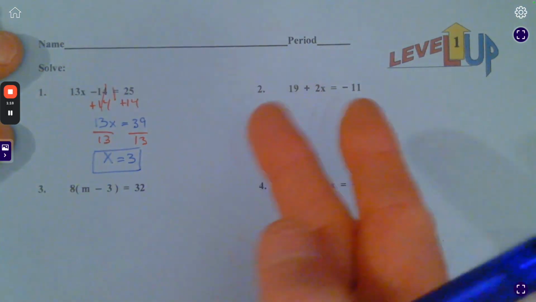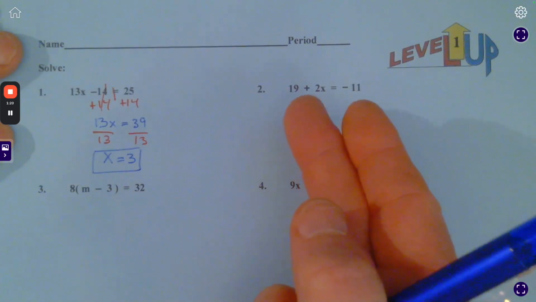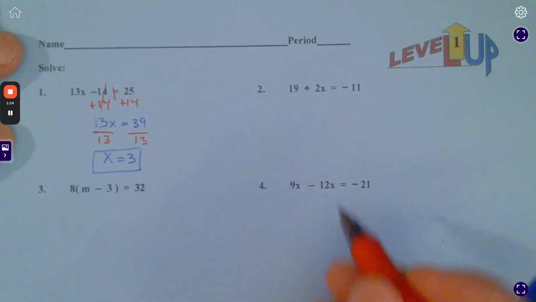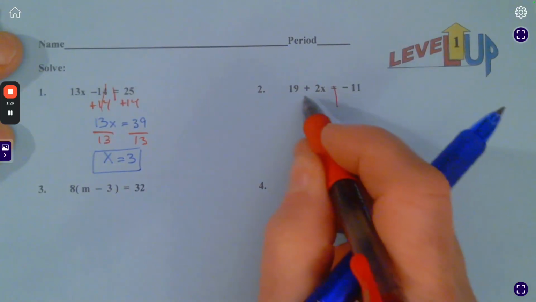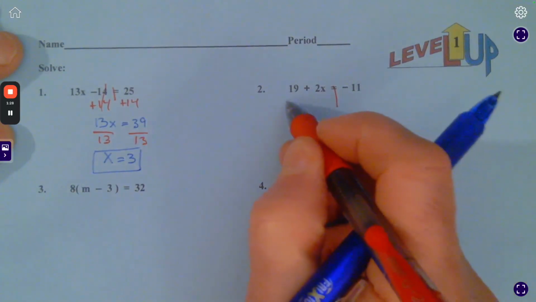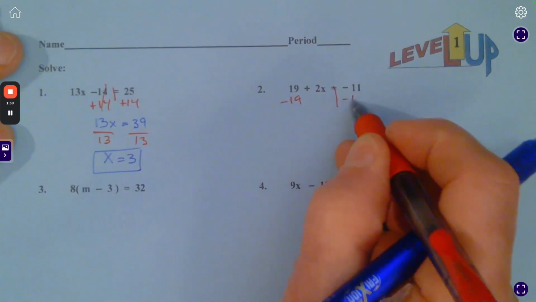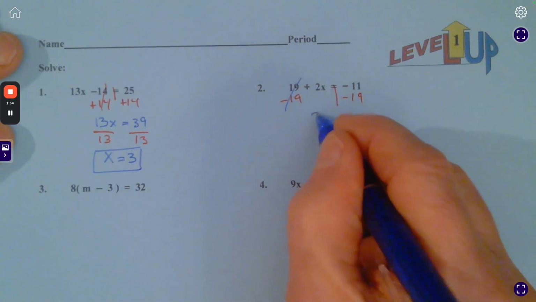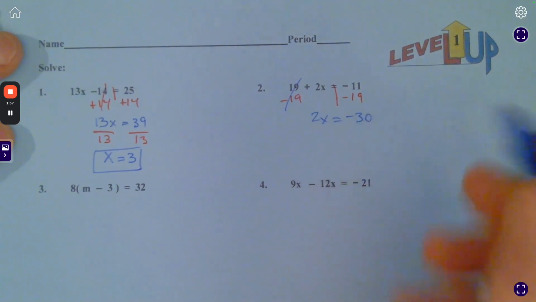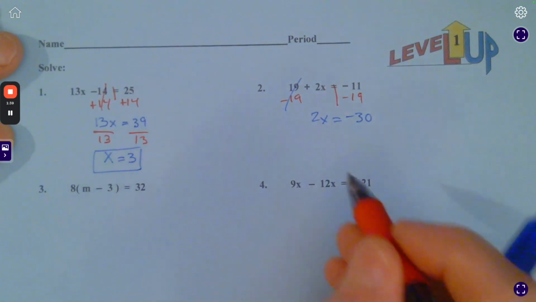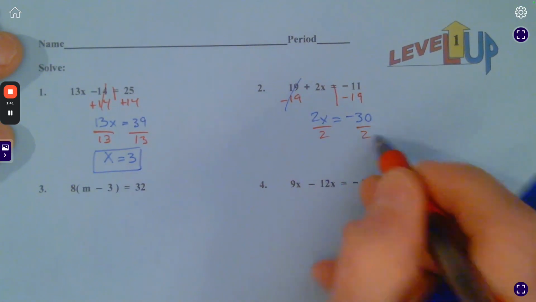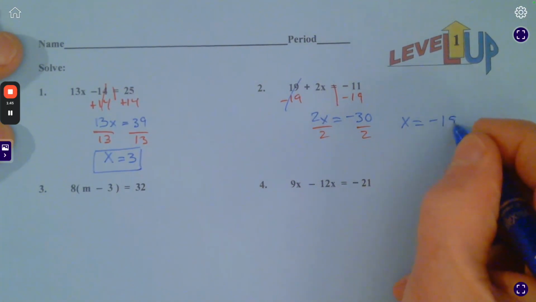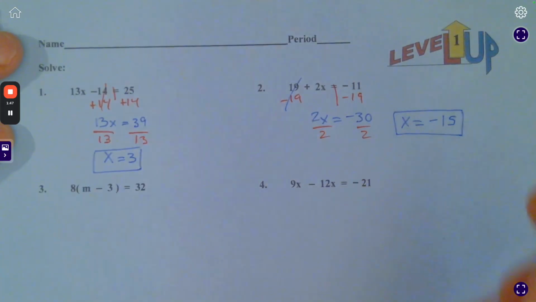Notice all I did here was switch the terms. So I put your constant term first and your variable term second, but the process is still the same. I want to move that constant term over with that constant term. Minus 19, minus 19. This goes to 0. I have 2x equals negative 30. Divide both sides by 2. And I get x equals negative 15, because a negative divided by a positive is a negative.